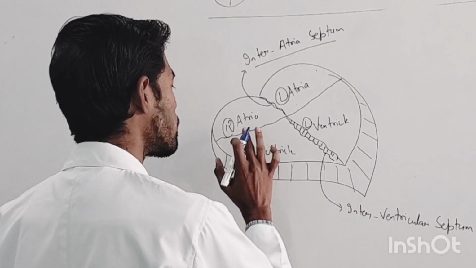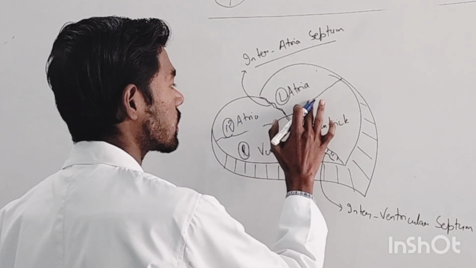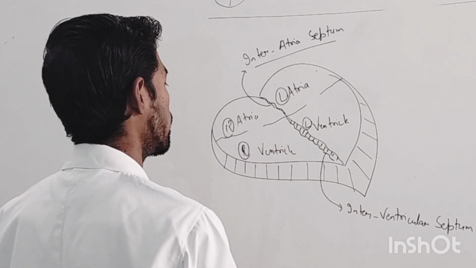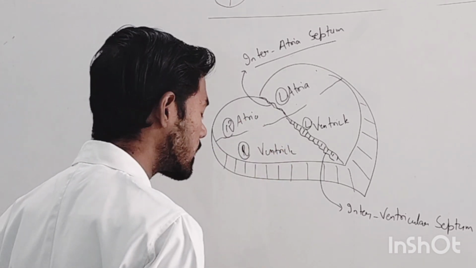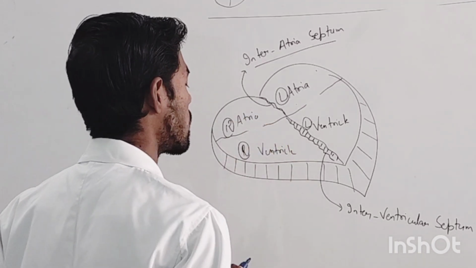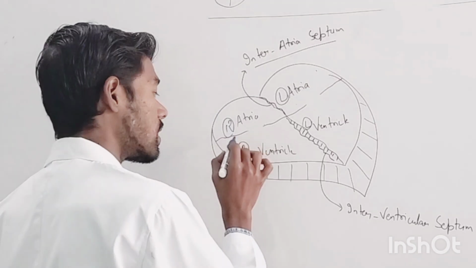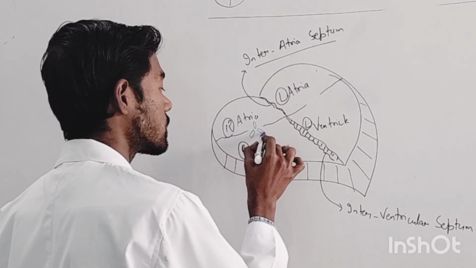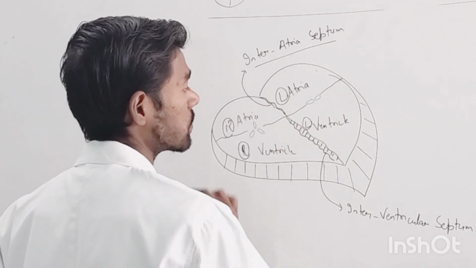There is also a wall present between the atria and ventricle, but there is an opening between the atria and ventricle on both sides, and the opening is guarded by the valve. The opening is guarded by the valve, meaning there is a valve present between the atria and the ventricle. But we have to remember the number of valves present between the atria and ventricle. Between the left atrium and left ventricle, there is a 3-leaflet guarded valve present, and between the right atria and right ventricle there are only 2 guarded valves present.